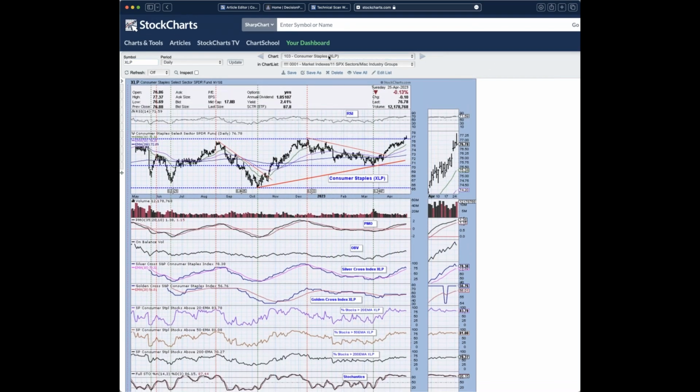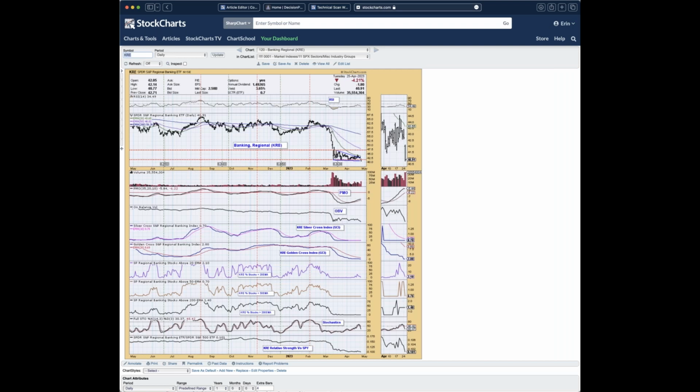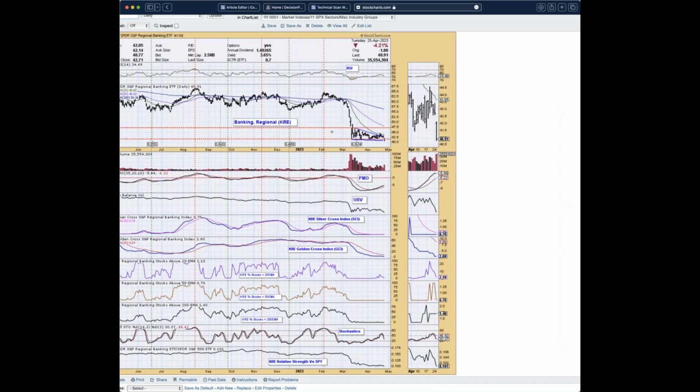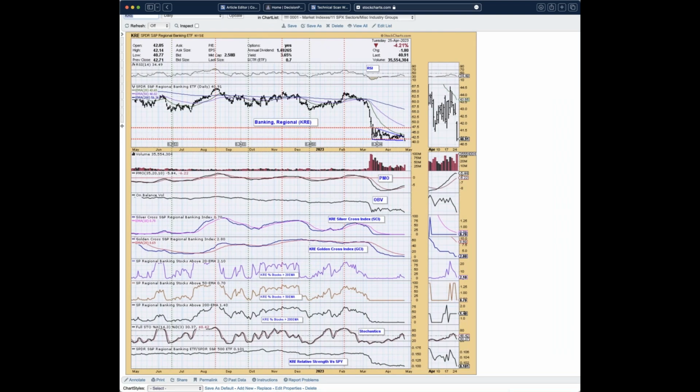All right, so let's dive into a few industry groups here. If there were any sectors you wanted to see, certainly put it in the questions and I can come back and look at them. Let's look at regional banks. Regional banks had formed a bullish falling wedge, broke out, but immediately have failed and are now hitting lows on the year. PMO is topping well beneath the zero line.